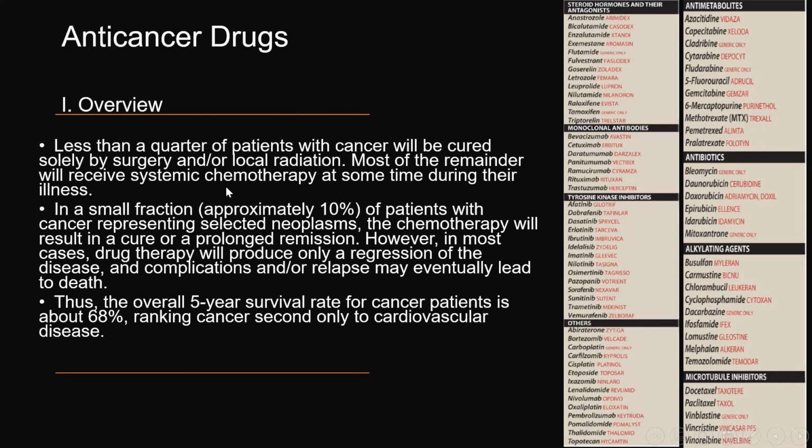Less than 25% of patients with cancers will be cured only by surgery or local radiations, while around 75% of these patients have to take chemotherapy for cancer. Even if they are taking chemotherapy, around 10% of these patients will be cured or get a prolonged remission, a long time without symptoms of cancers. While the majority of patients, around 90%, are not getting these benefits.